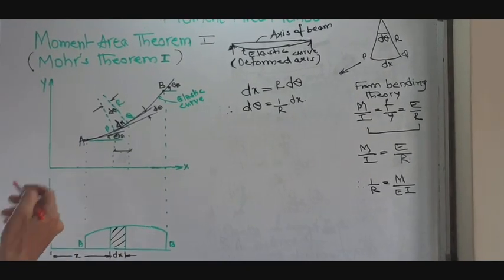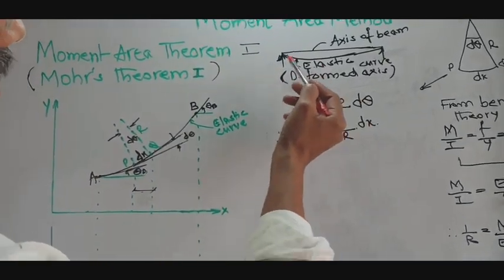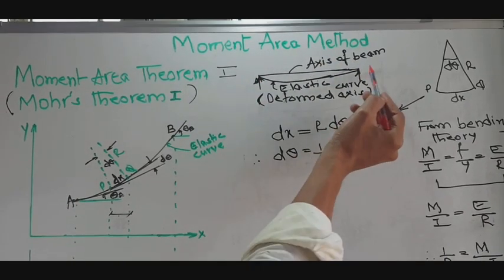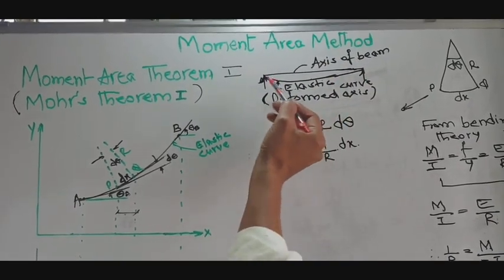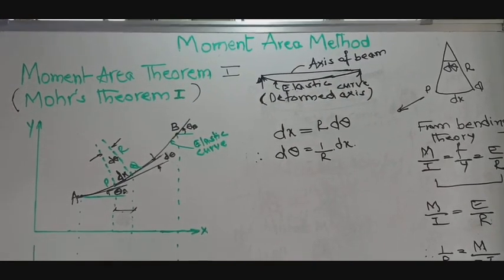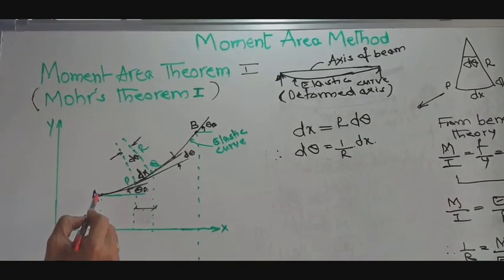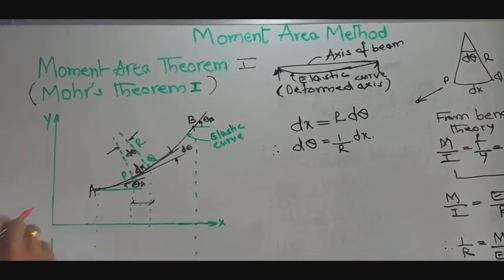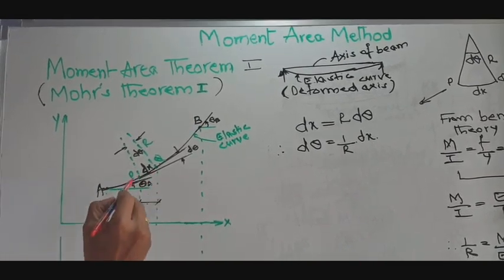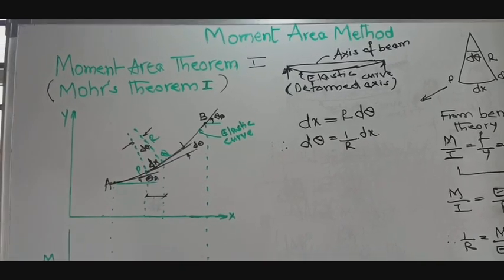First let us consider one elastic curve, say AB. The elastic curve is nothing but the deformed axis of the beam. Say this is the original axis. When it is loaded, it gets deformed like this, and this deformed shape or deformed axis we call the elastic curve. This is also called the deflection curve. Now on this elastic curve, let us consider 2 points, say P and Q, at a very small distance, say dx.